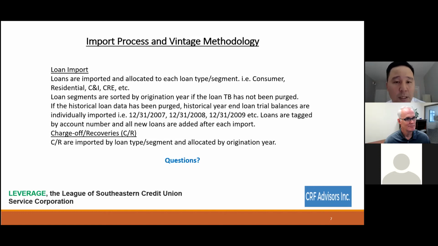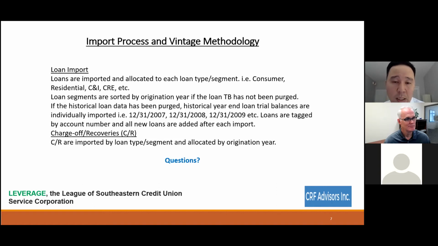Okay. So if the data has been purged, the goal is to obtain individual loan trial balances. So for example, 2007, 2008, 2009, etc. Based off of this loan information, we will import that individual loan trial balance so that we can get the origination totals by loan type for that respective year. And luckily for us, it hasn't been a very tedious process.